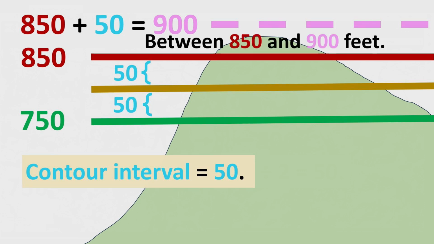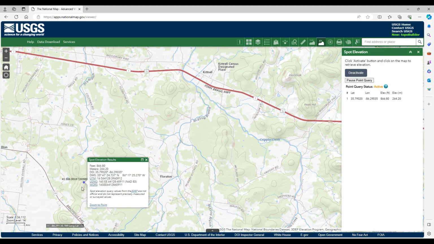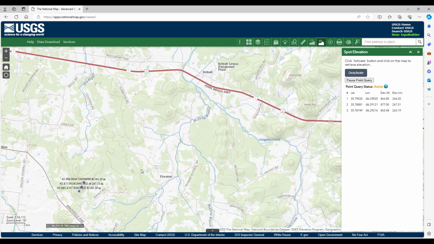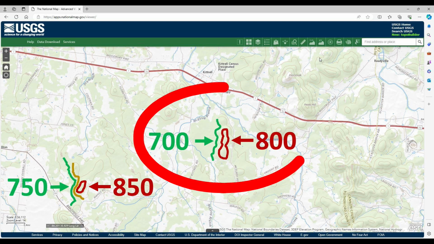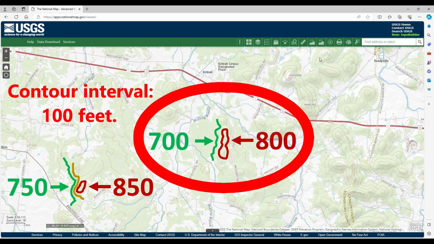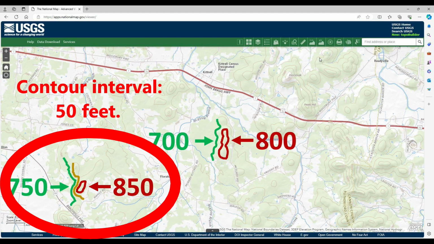The elevation of the land that is within the bounds of the top contour line is between 850 and 900 feet above sea level. We can confirm this by using this tool. All of the values are between 850 and 900 feet. This exercise teaches us that the value of contour intervals can vary even within one screen. For this set of contour lines, the contour interval is 100 feet. But for this set of contour lines, the contour interval is 50 feet.